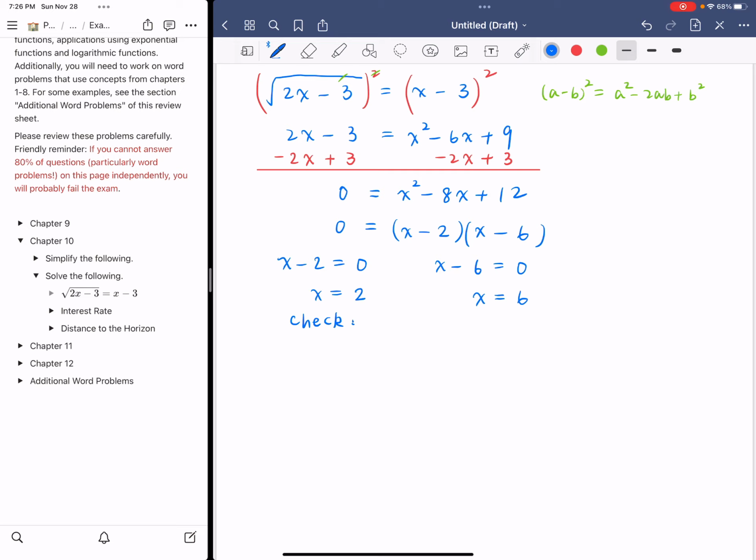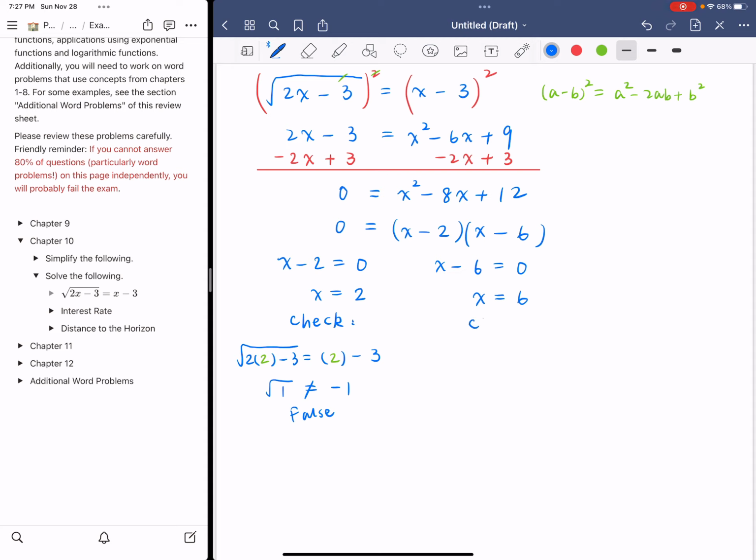Let's check the first one, x equals 2. So how do you check? You substitute this solution into the original equation and then see if you get a true statement. This is the original equation in skeleton form. Square root of 2 grouping symbol minus 3 equals grouping symbol minus 3. Inside the grouping symbol, you plug in the potential solution 2, and then you check if the left equals the right. The left-hand side, this is square root of 4 minus 3, which is 1. This one is negative 1. Apparently, they're not equal. So this is not a solution. This one is false. We're going to eliminate the first one.